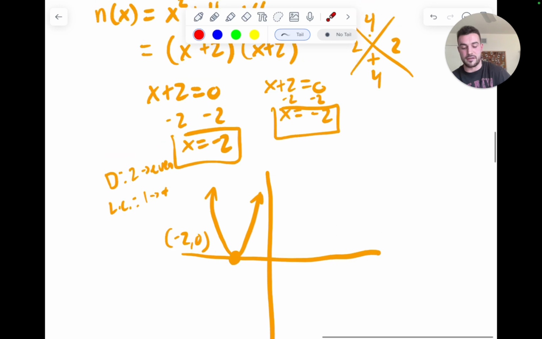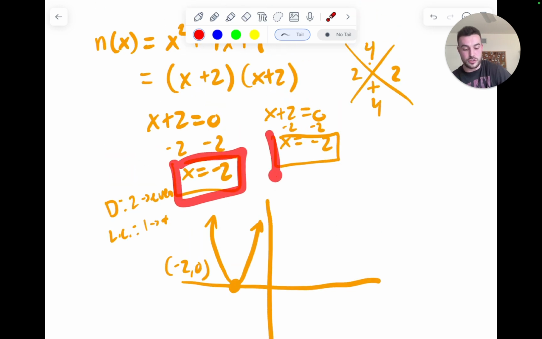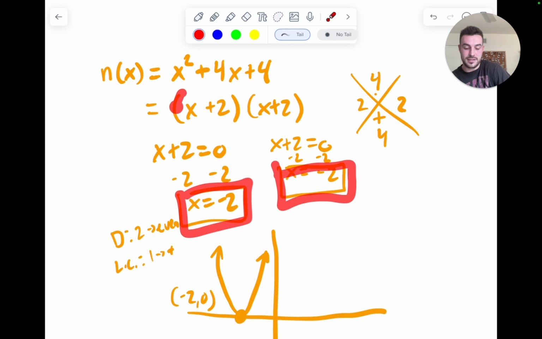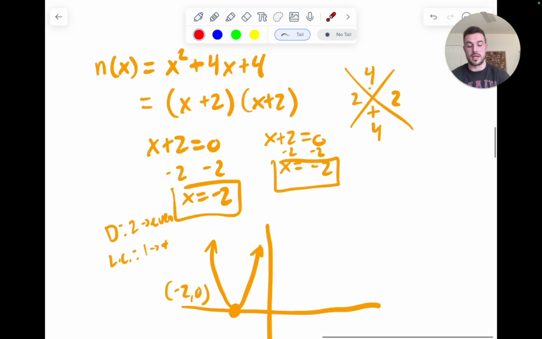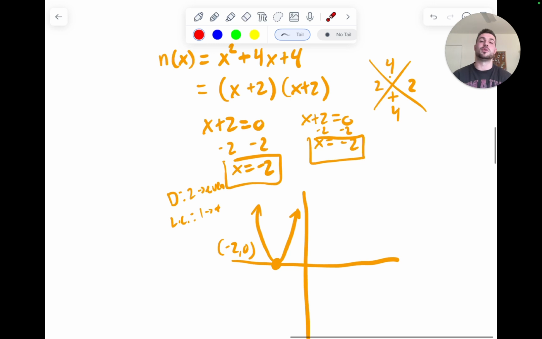Because we have 2 solutions that are the same, that technically means we've got 2 factors that are the same. When we have multiple factors that are the same, we need to focus on how many of each factor there are. So here's what I mean by that. There is something called a multiplicity. A multiplicity is really the number of times a factor shows up in the factored form of a polynomial.